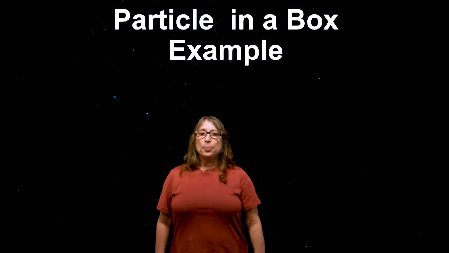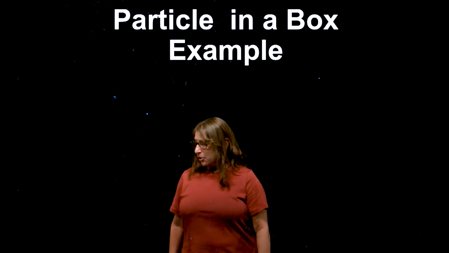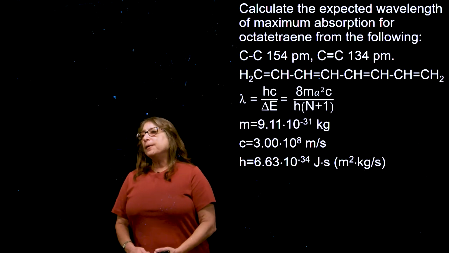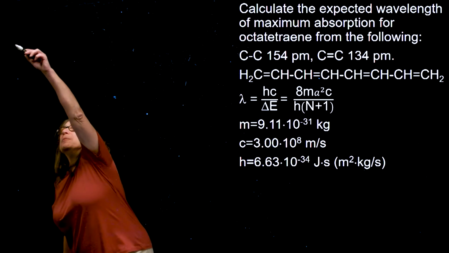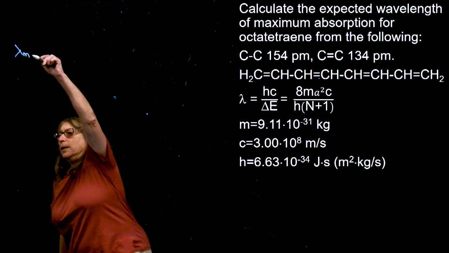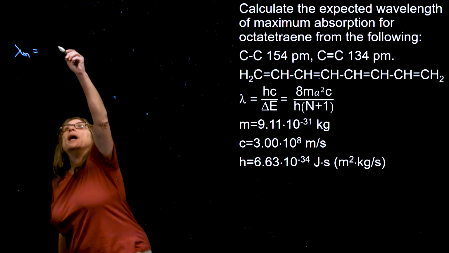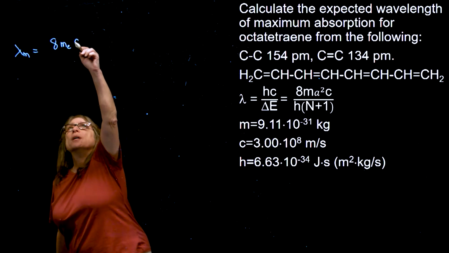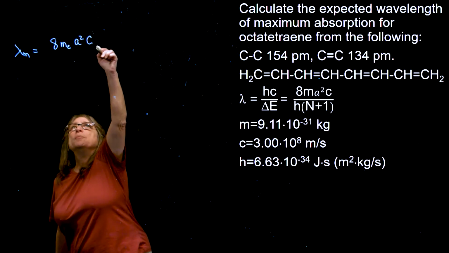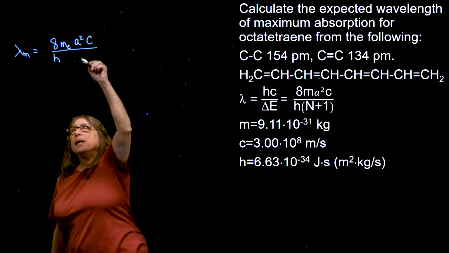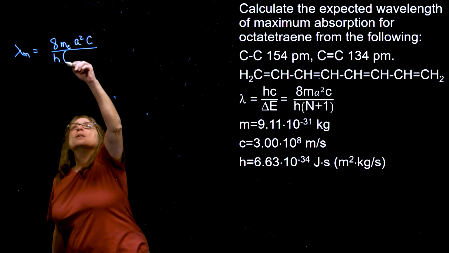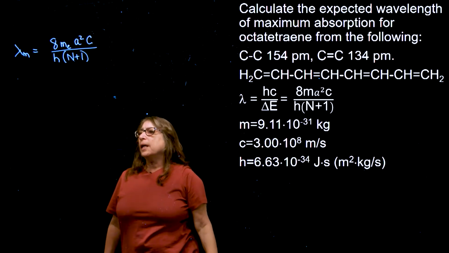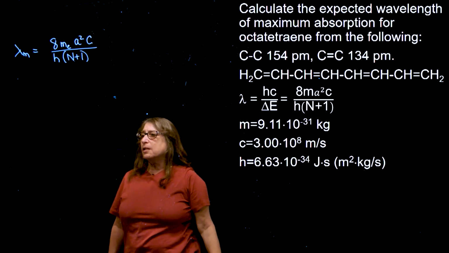This is an example problem for a particle in a one-dimensional box. We're trying to find the wavelength of maximum absorption, and we're given an equation for that: 8 times m, the mass of an electron, times a squared, times c, divided by Planck's constant h times n plus 1, where n is the number of pi electrons in the system.